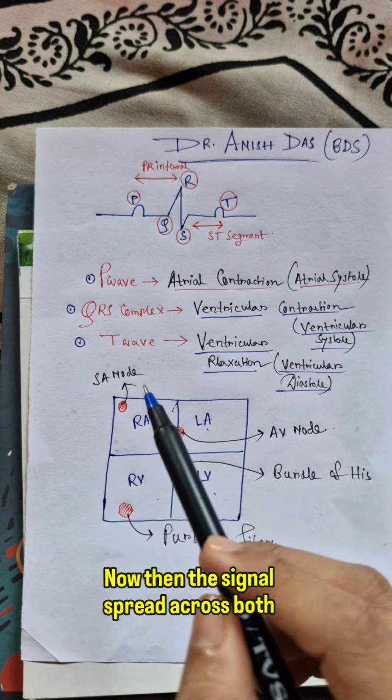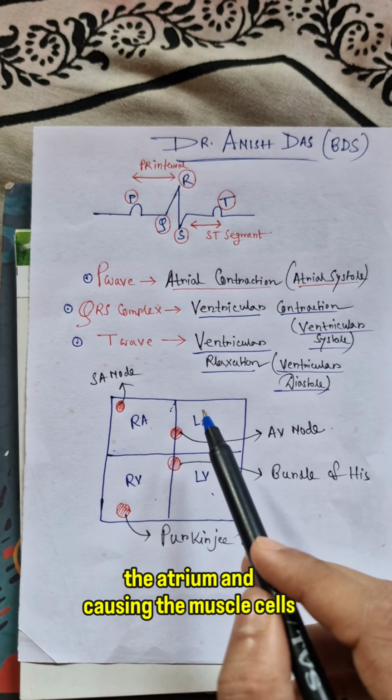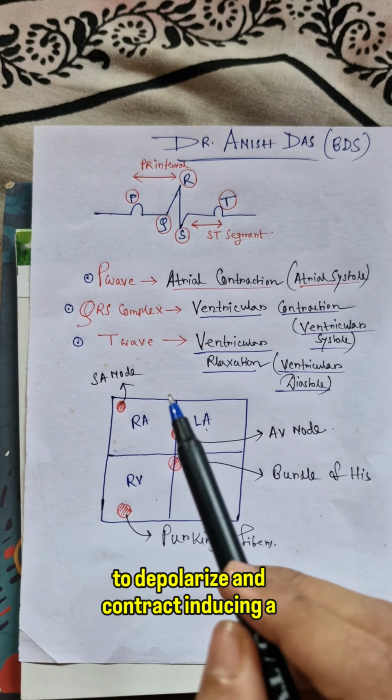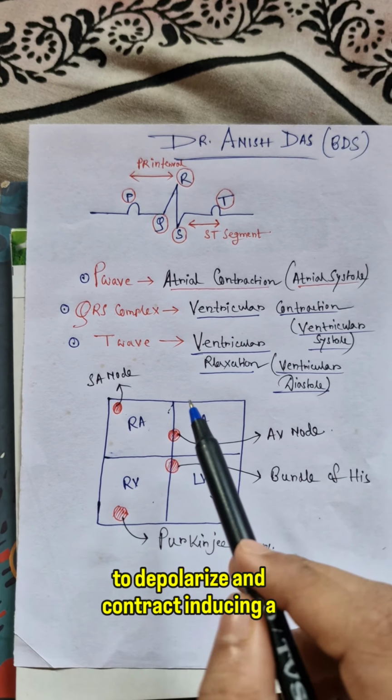Now the signal spreads across both the atria, causing the muscle cells to depolarize and contract, inducing a phase known as atrial systole. This atrial systole is represented in the ECG by this P wave. So the P wave represents atrial contraction, or atrial depolarization, or atrial systole. Now the period that follows the atrial systole and precedes the contraction of the ventricle is depicted in the ECG by this PR segment.